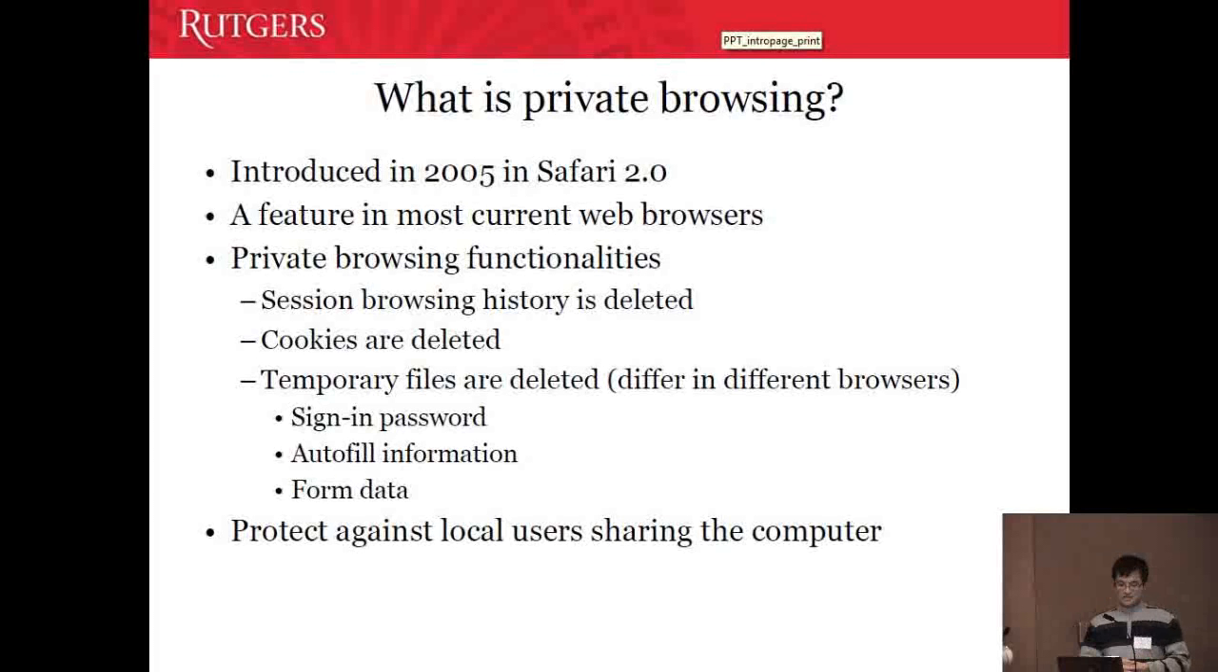So what are the main functionalities of private browsing? What it does is it basically deletes your browsing history after the browsing session is finished, as well as the cookies that were saved previously. There are also temporary files that are deleted depending on the specific browser that you're using. Private browsing might delete some of your saved passwords, your signing information, autofilled information, and your font data. The major purpose of private browsing is to protect against local users who share the same computer with you.